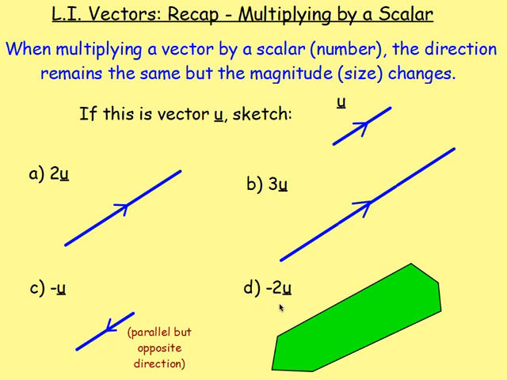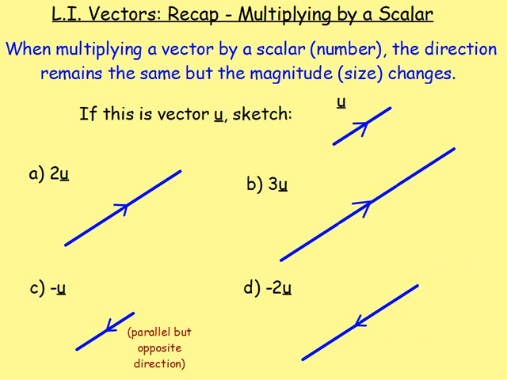Negative 2u, I'm sure you can guess from that one. Well, the negative means you're heading in the opposite direction, and the 2 is going to double the size. So you would end up with something like that. And make sure, if you are sketching them, you do have this arrow drawn on as well to show which direction your vector is heading.